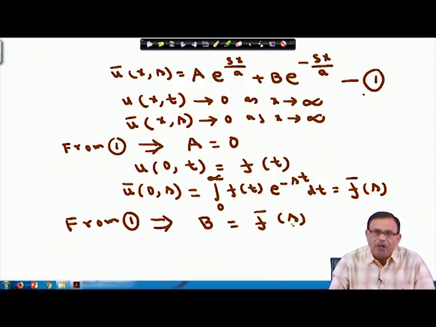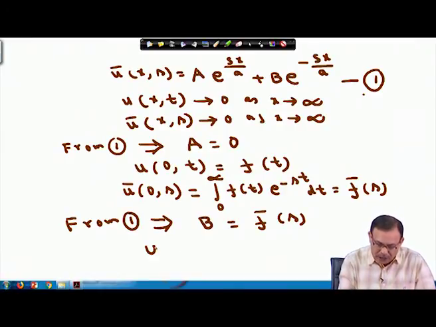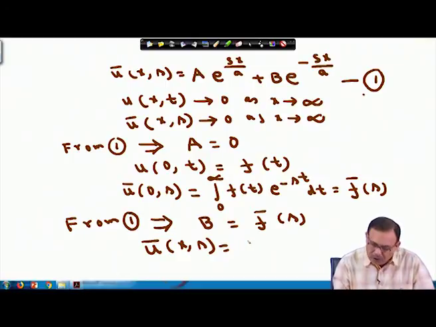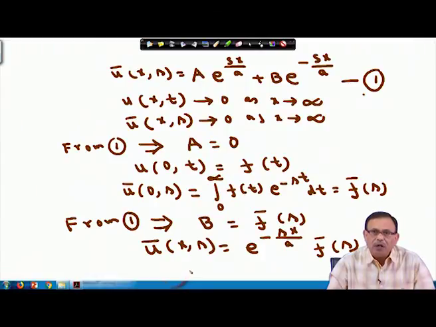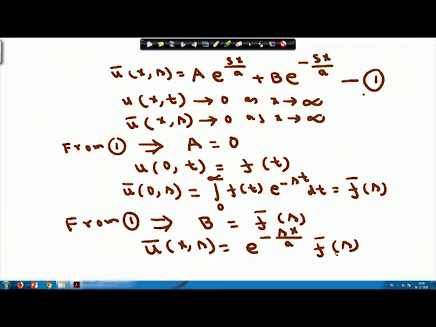Now I obtain the value of both, that is a and b, and I can write down u bar x s, this is nothing but e power minus s x by a into f bar s. So, this is basically the second step.